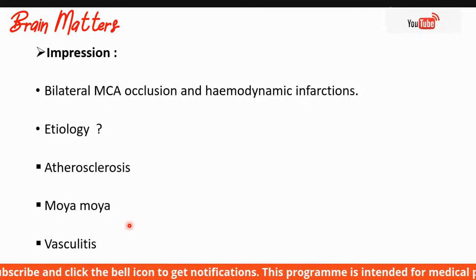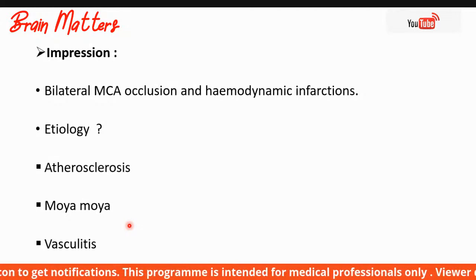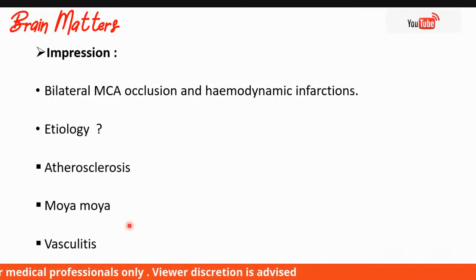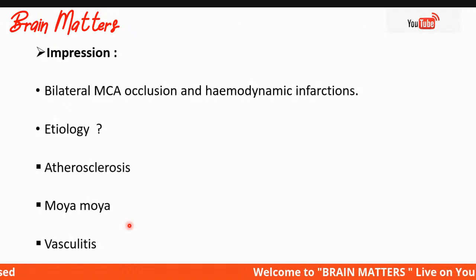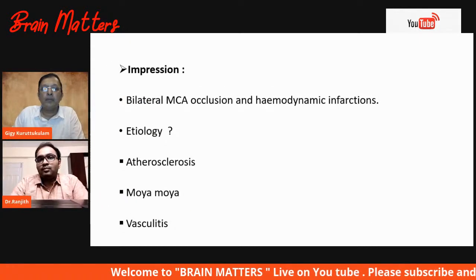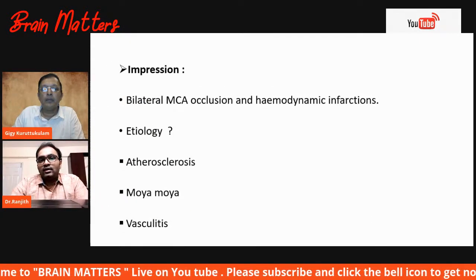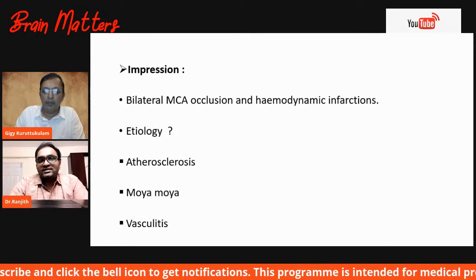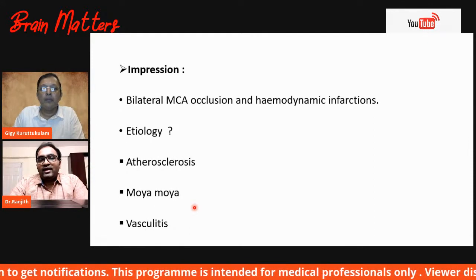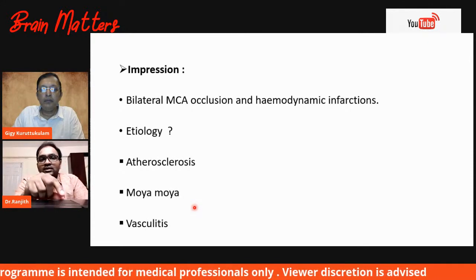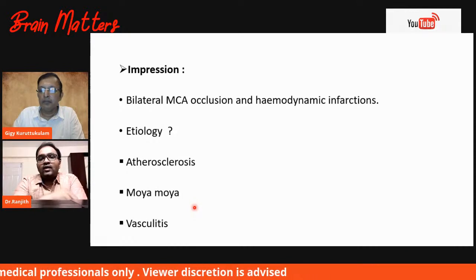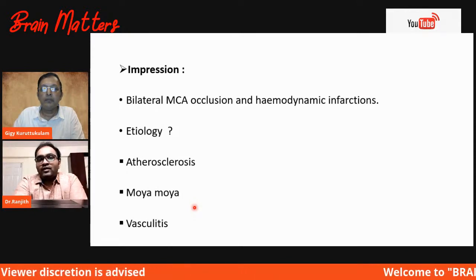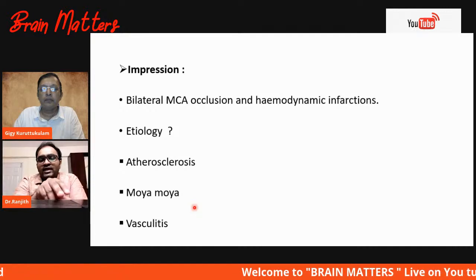And for etiology, because of the prior history of CAD, we thought atherosclerosis to be the etiology of the bilateral occluded MCA. Even though puff of smoke appearance is not seen, this may be moyamoya disease also, because the terminal ICA is mildly narrow, or it can be vasculitis. We thought about three etiologies, but atherosclerosis was the most likely diagnosis.